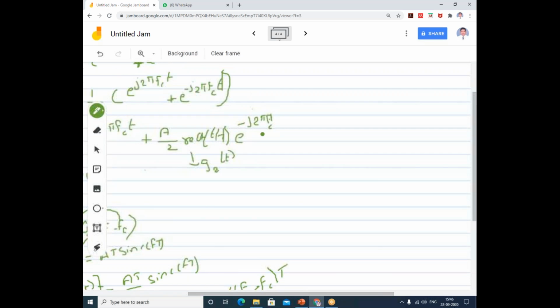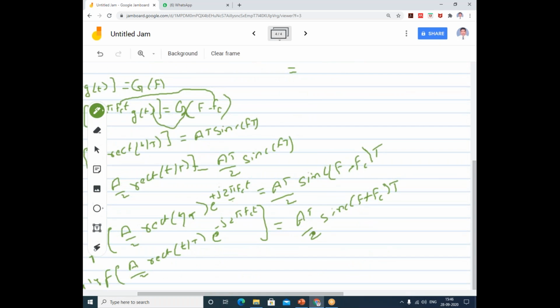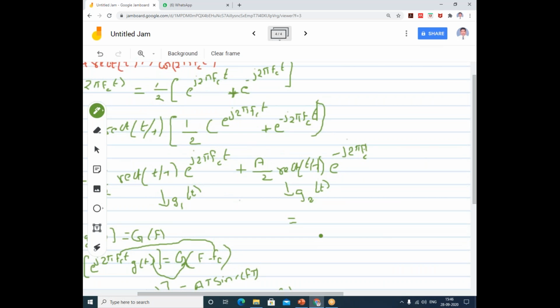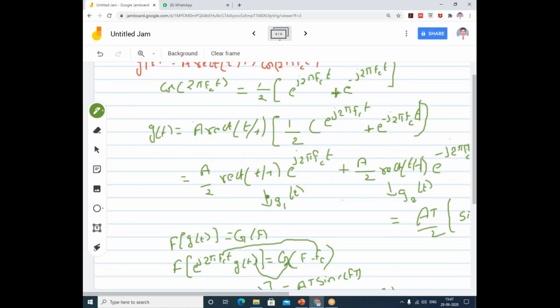Now the total Fourier transform of both the terms becomes, for both the terms AT by 2 is common, so I can write AT by 2 into sinc of f minus fc times T plus sinc of f plus fc times T. So this is how you can find the Fourier transform using the frequency shifting property.